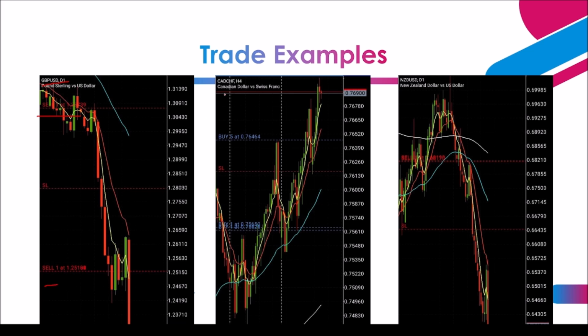This is CAD against CHF. Buys, the first buys were at this point, and this was the daily time frame. This is the H4 time frame, and this is NZD/USD on the daily time frame, right? So I'm going to break down how exactly you need to do it in order to hold trades for quite a long period of time, right?